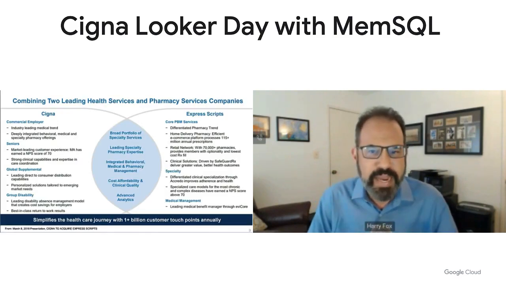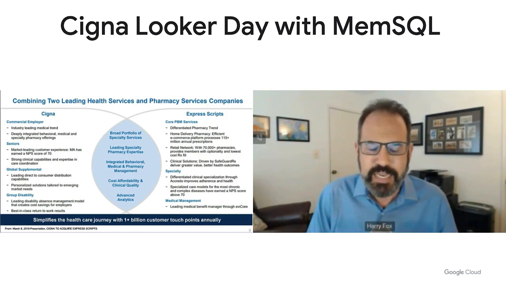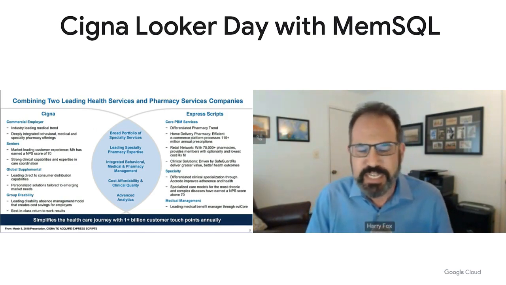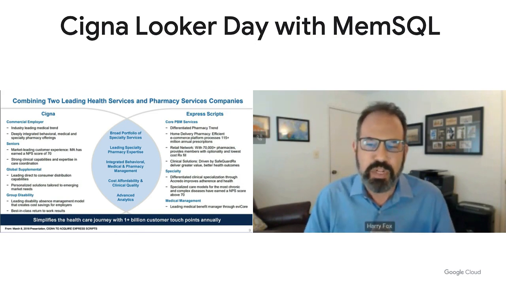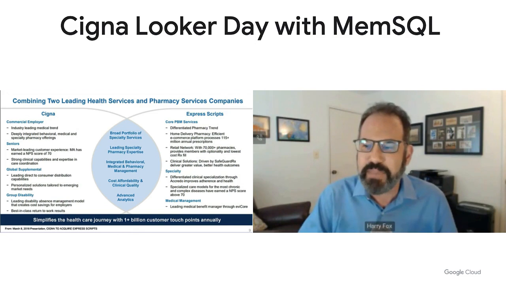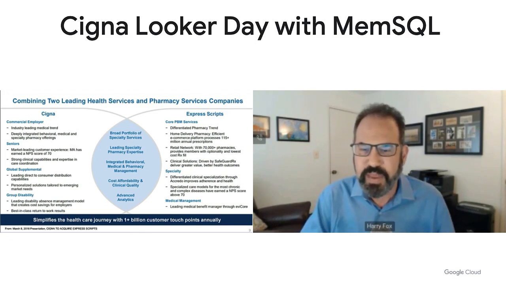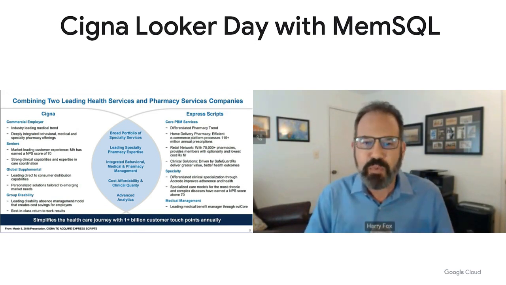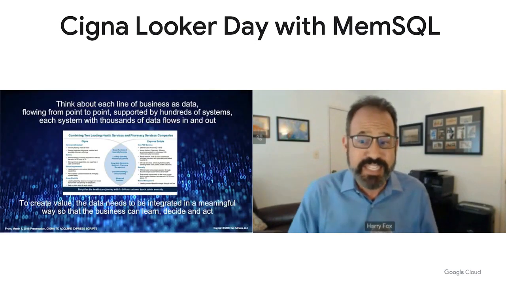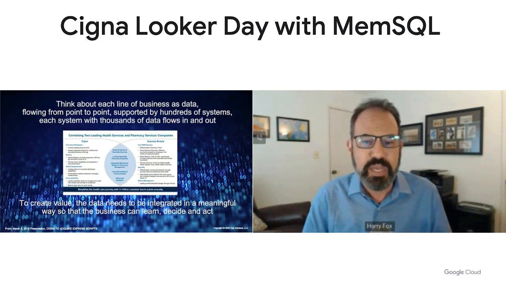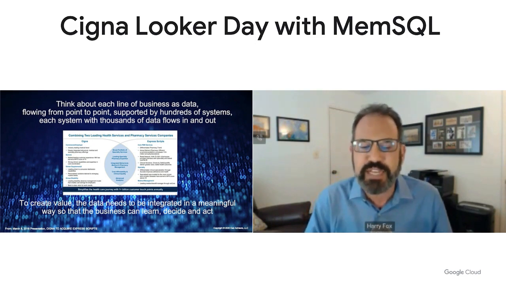This slide might look familiar to some of you. It's from a March 2018 industry presentation when Cigna announced the acquisition of Express Scripts. It talks about all of the lines of business that will be getting combined through that merger. But for today's call, I want you to think about these lines of business as data. Data flowing from each business point to point, supported by hundreds of systems for every business. And for each system, often thousands of data flows in and out.